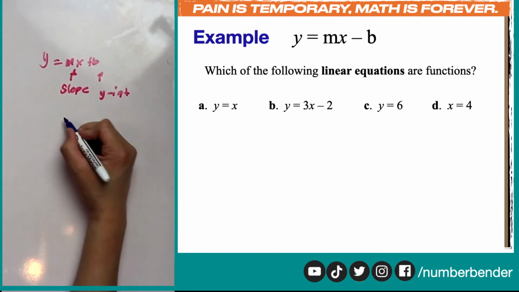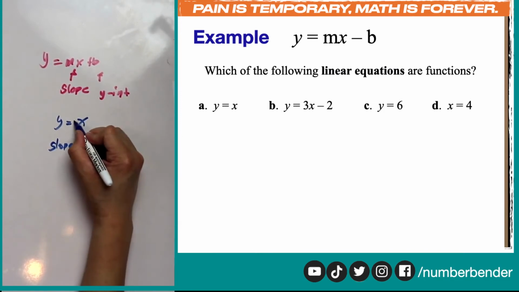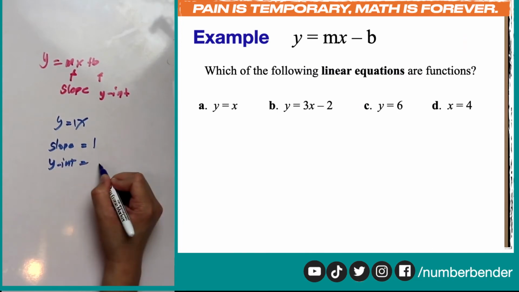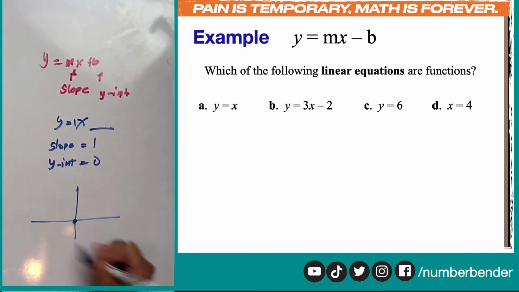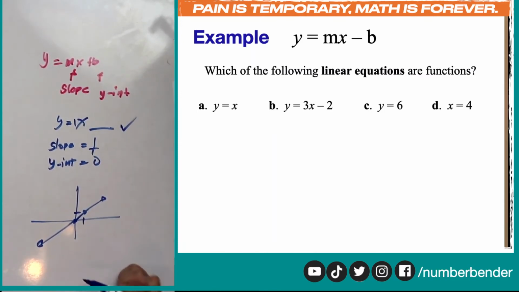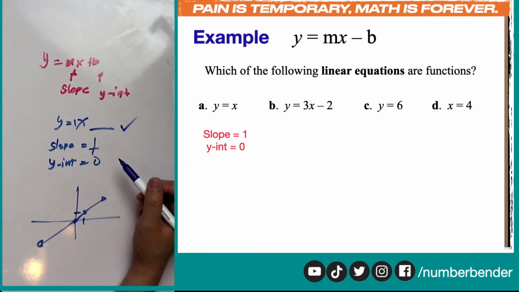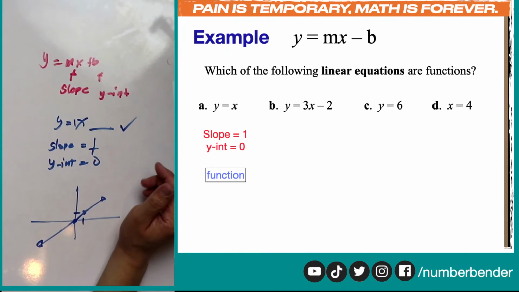So let's start with the first one. Y is equal to x. So that means our slope is equal to 1 and our y-intercept is equal to 0 because there's none. So if we graph this, the y-intercept is at 0 and the slope is 1, which means 1 over 1. You go up 1 and you go over 1. And this is still a linear function. And using a vertical line test, it passed our vertical line test method. So that means y is equal to x is a function. So that's how we use this method to identify if a relationship is a function.